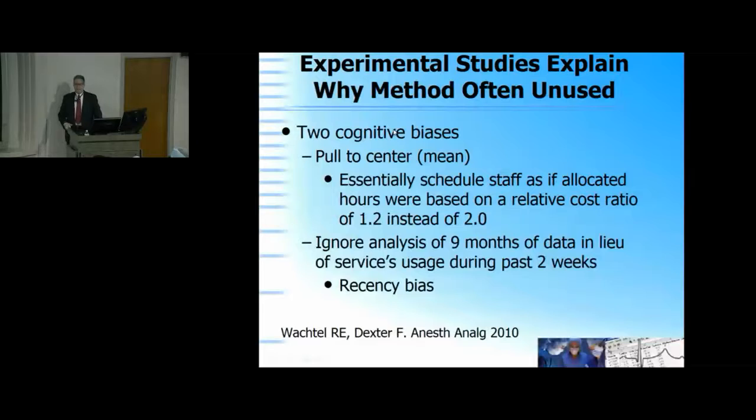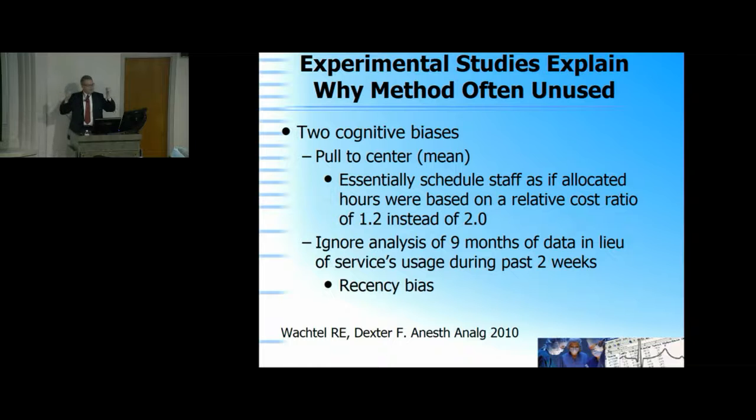They don't. And these are due to different cognitive biases. And there are 2 cognitive biases that play a role. The relative relationship between the 2 is not known. The pull to center bias would be as if you give people the mean workload. So for example, you say orthopedics on Monday has a mean of 30 hours and they have a standard deviation of 10 hours. And you say, which is more important? Is it to reduce the overutilized time or the underutilized time? They say the overutilized time.